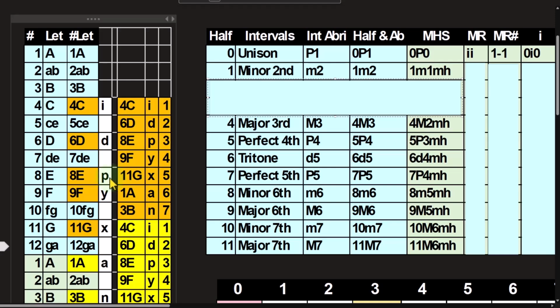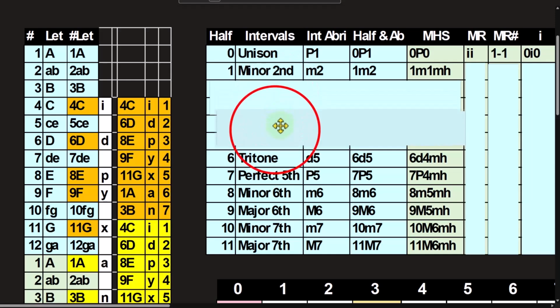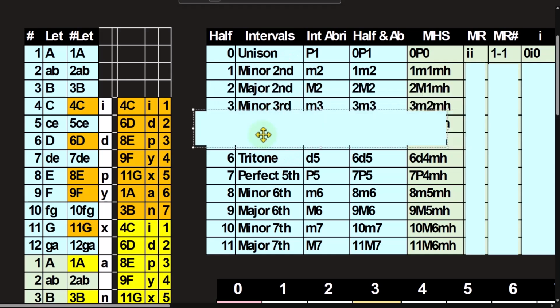It is in the Phrygian. If I started on the Phrygian and went one note up, it's in that one. All right, let's go to the next one. Let's go to the minor third.